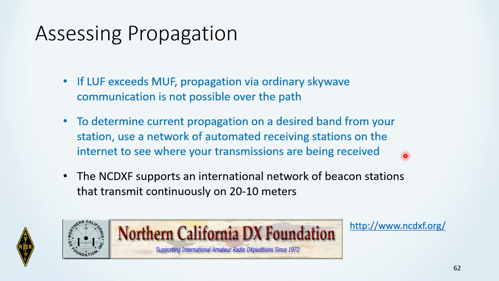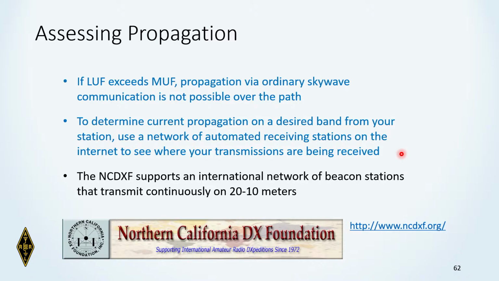And then they've added this question, or changed it in this pool. I like what they did in the change. It says, to determine the current propagation on a desired band from your station, use a network of automated receiving stations on the internet to see where your transmissions are being received. Well, let's put that in some practical terms. There's something called the reverse beacon network.